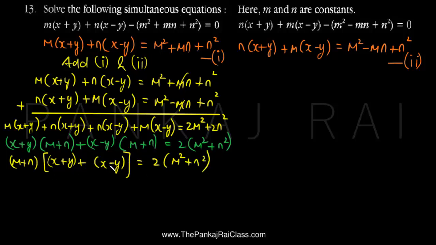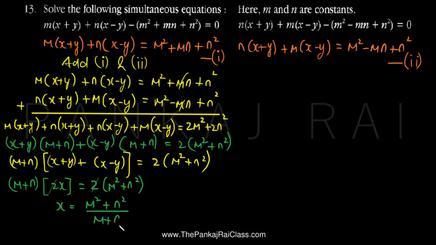Now let us solve the bracket which is inside, so it will be m plus n times, you can see that this will be x plus y plus x minus y, so y will get cancelled, and we will be having 2x is equal to 2 times (m square plus n square). So as you can see, this 2 is getting cancelled out, and we are getting the value of x as x is equal to (m square plus n square) upon (m plus n). So that's the value of x.